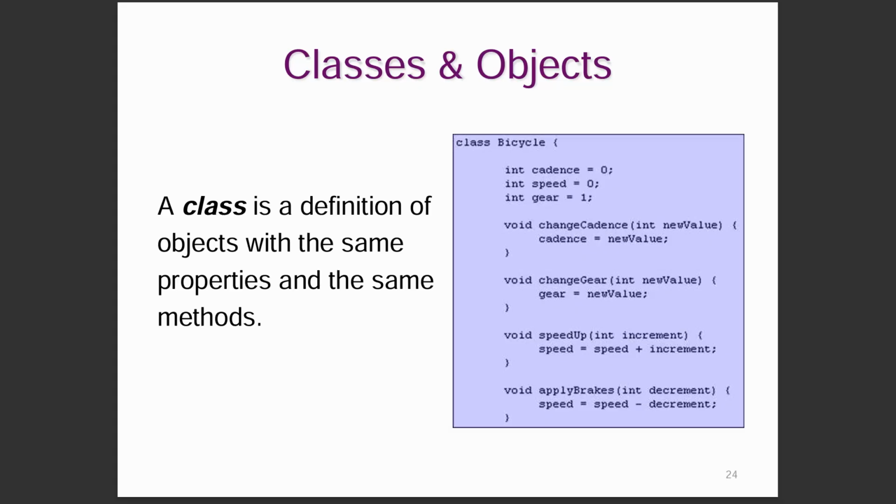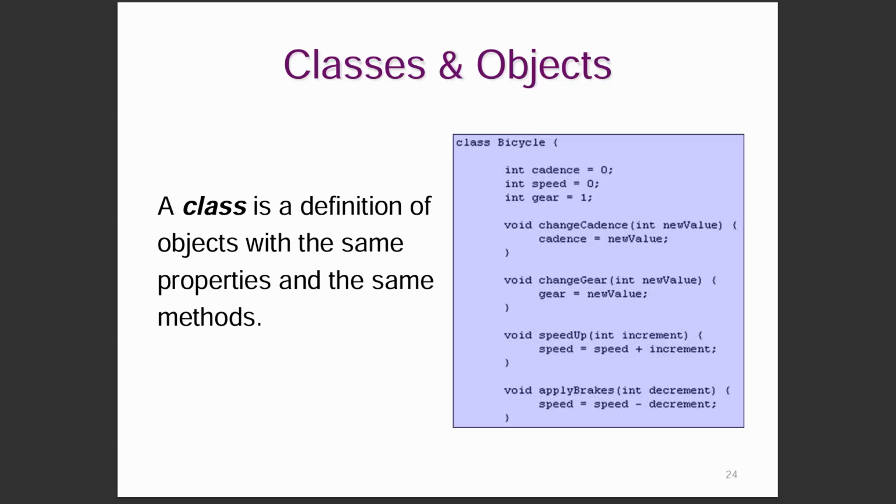So classes and objects. A class is a definition of objects with the same properties and the same methods. For example, you are talking about a class bicycle. A bicycle has cadence, which is an integer, speed, which is an integer, and gear box as an object. So you can now use methods here to explain every activity that is being done by every component of this bicycle as declared here as variables.